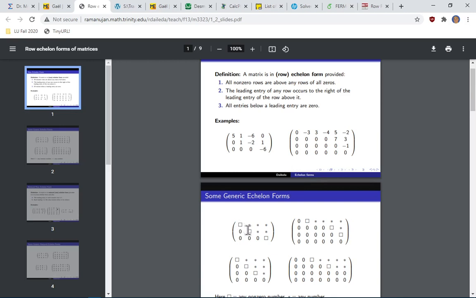Another convention is that they just put squares for leading entry. That means a first non-zero entry. These stars mean any arbitrary number here, it doesn't matter what it is. And well, these are of course the zeros. So you see that the first non-zero entry is marching toward the right. Here you see it's marching toward the right here and here, the same way. That's a row echelon form.